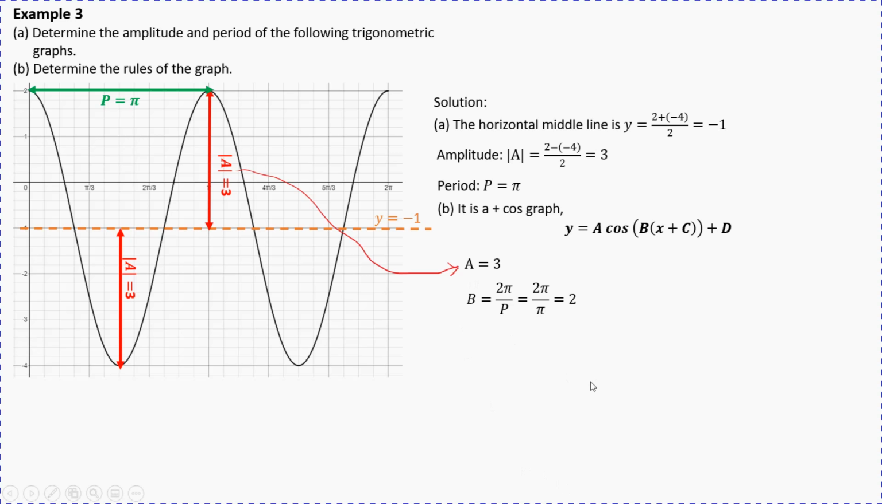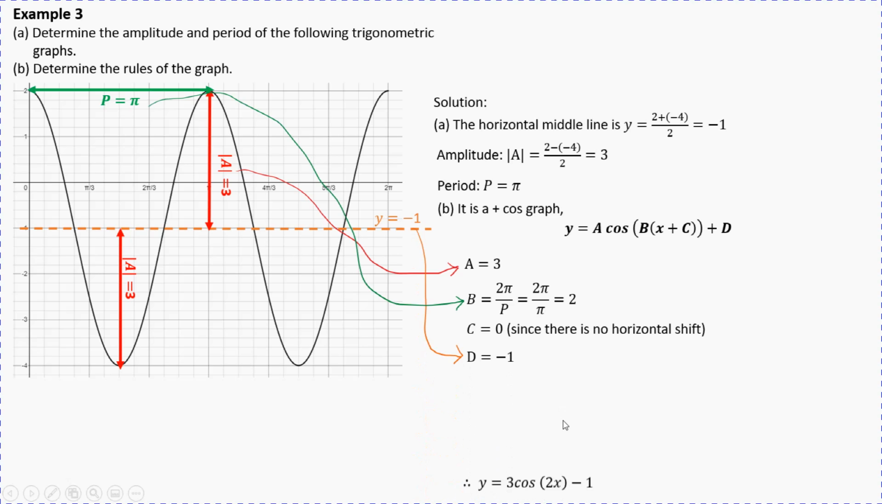All right, so is there any horizontal shift? No. So C is just 0, no horizontal shift. Okay, so where is the middle line? y is -1, so D equals -1. So put everything together, you get the answer. Is that okay? That's not very difficult, is it?